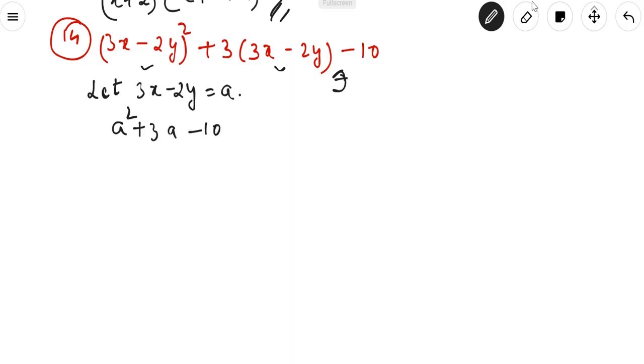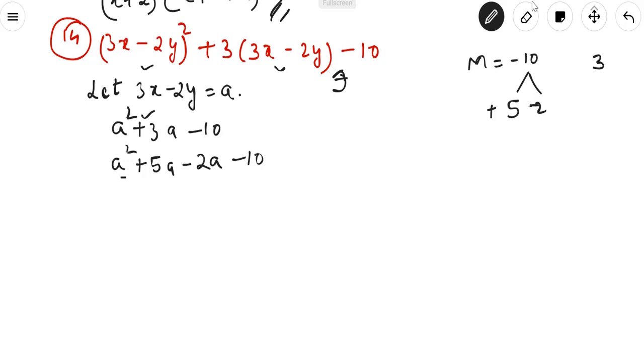Okay, so if you multiply, what you have to get? You have to get minus 10, and you have to add or subtract to get 3. So you have to find the factors such that you get that. So it is 5 and 2. As the middle one is plus, I'm going to write this one as plus and this one as minus. So this becomes a square plus 5a minus 2a minus 10.